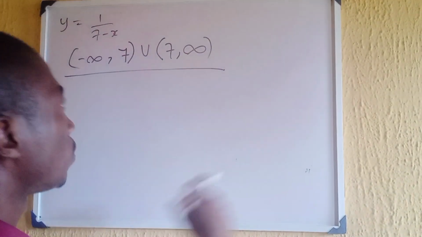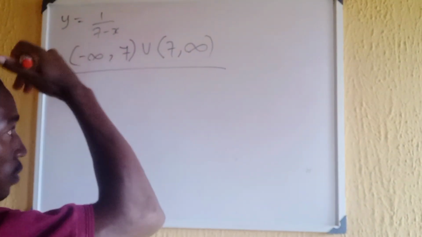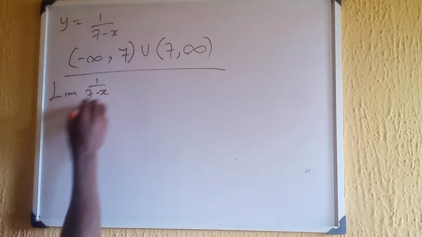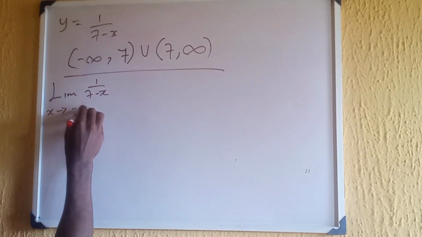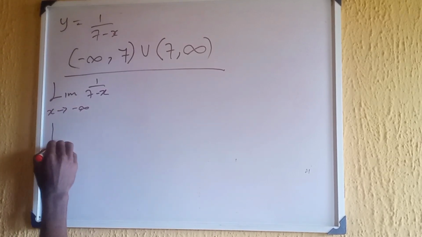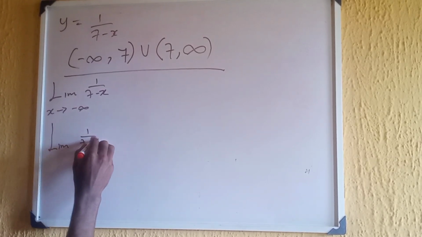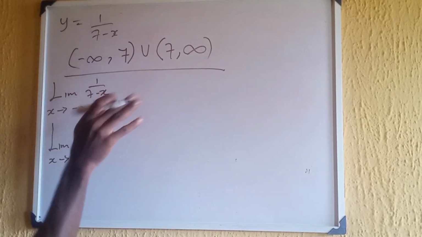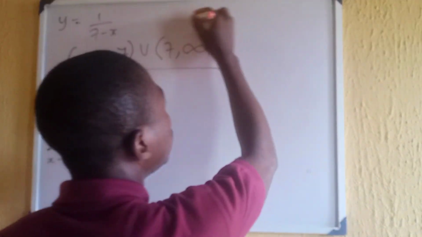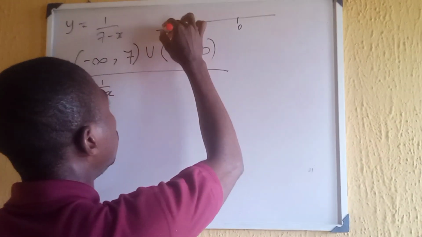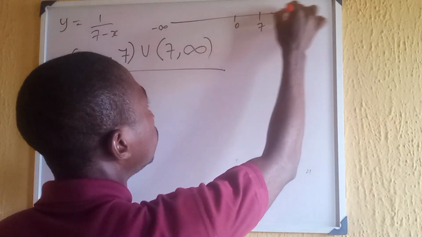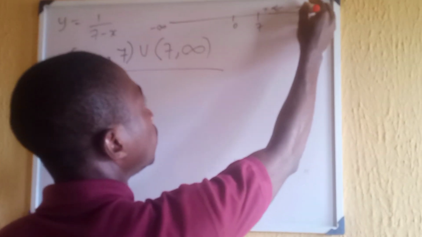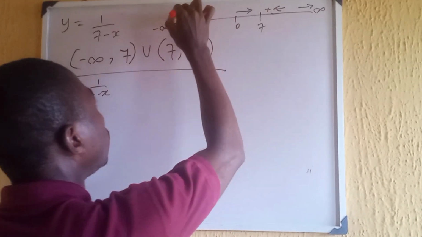So we'll be taking limits as we tend to boundary values. Now let's write out the limits. Limit of 1 over 7 minus x as x tends to negative infinity. That's the first guy. Limit of 1 over 7 minus x as x tends to 7 from the negative side. Then this is our number line: negative infinity, 7, positive infinity. So this is the positive side. That's when we are coming like this, when we are going like this, when we are coming like this, when we are going like this.